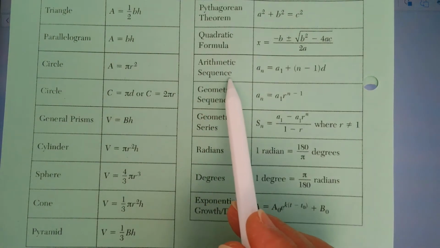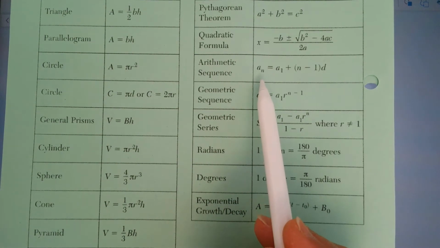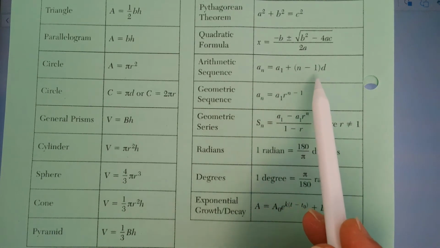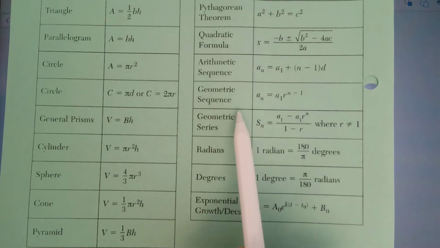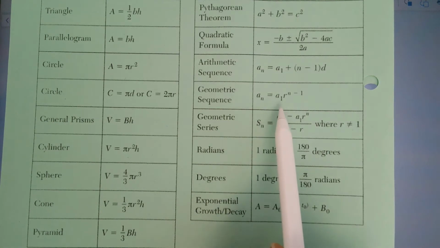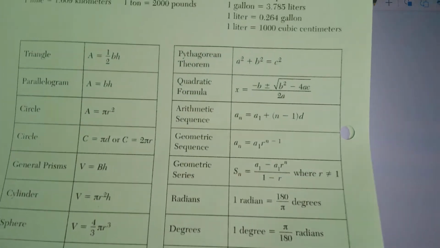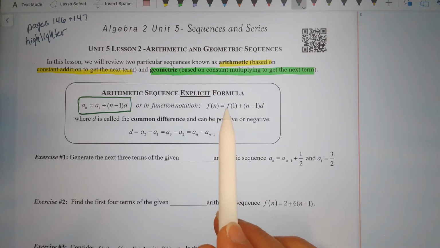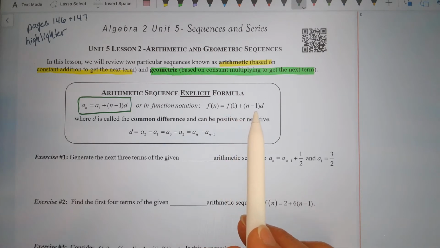Here's your arithmetic sequence formula, and it's given to us in subscript notation. A sub n equals a sub 1 plus n minus 1 times d. And then right beneath that is a geometric sequence. A sub n equals a sub 1 times r to the n minus 1. It also can be written in function notation, which is f of n equals f of 1, meaning the value of the first term, plus n minus 1 times d.